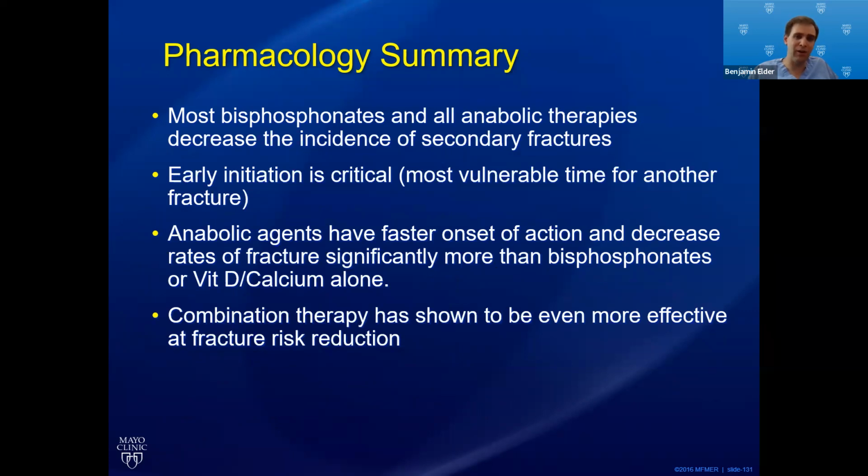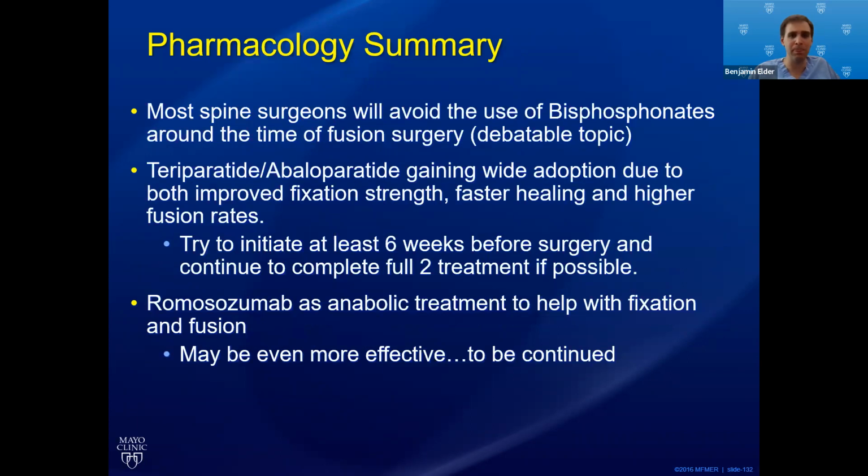Most bisphosphonates and all of the anabolic therapies do decrease the incidence of secondary fractures, and early initiation is critical, as that's the most vulnerable time to have another fracture. Anabolic agents have the fastest onset of action, again, showing some benefit even at a month, and decrease the rates of fracture significantly more than bisphosphonates or vitamin D and calcium alone. And combination therapy has been shown to be more effective, again, with the anabolics for 1 to 2 years, followed by maintenance therapy with bisphosphonate.